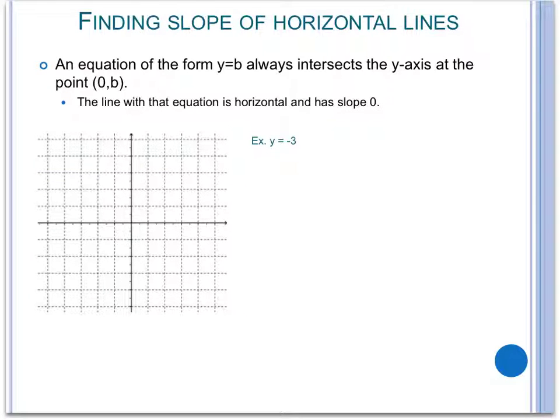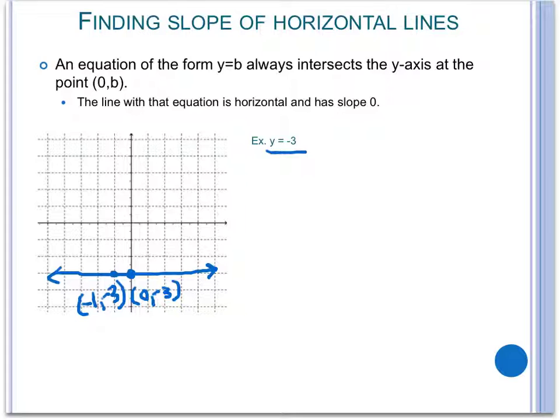In another example, if we are given the equation y equals -3, we know this graph looks something like a line at y equals -3. We can choose any 2 points on this line to find the slope. Let's choose (0, -3) and (-1, -3) to use to find the slope.